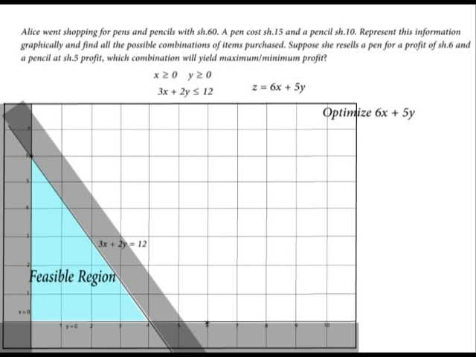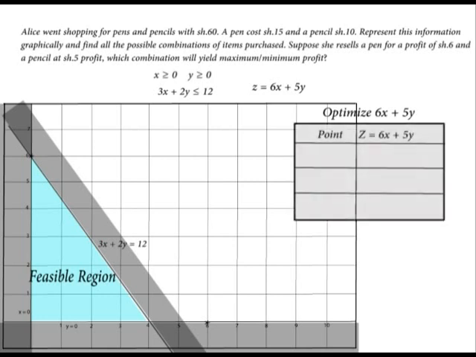The maximum and minimum combinations are found at the points of intersection of the lines or the corner points. If the point of intersection is not an integral value, then we take the point closest to that corner. We then substitute the coordinates in the objective function and see which corner yields the maximum or minimum value, whichever we are interested in. Let's name our corners 1, 2, and 3.